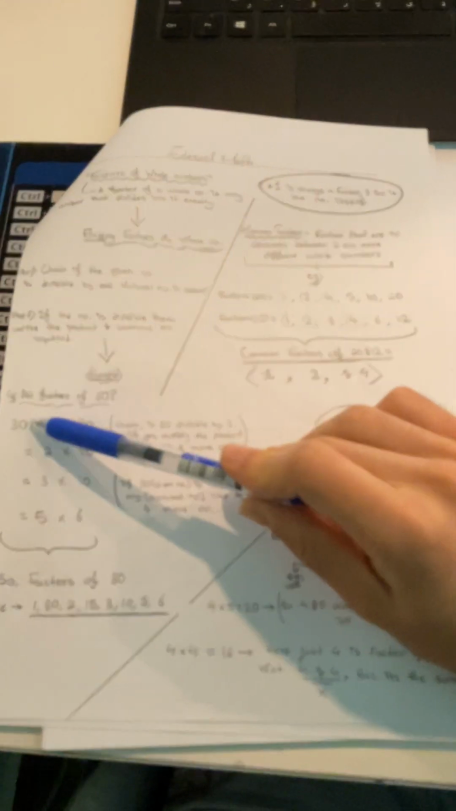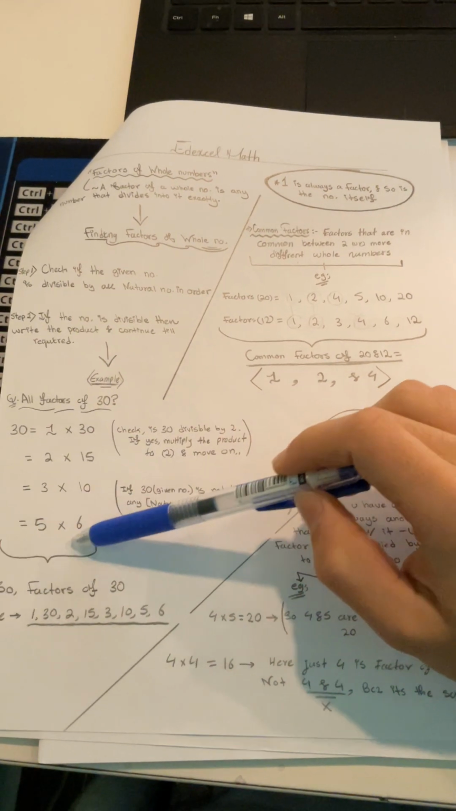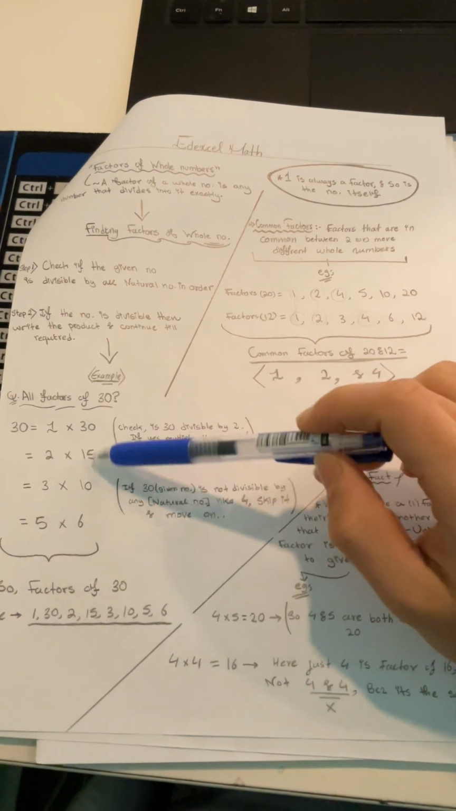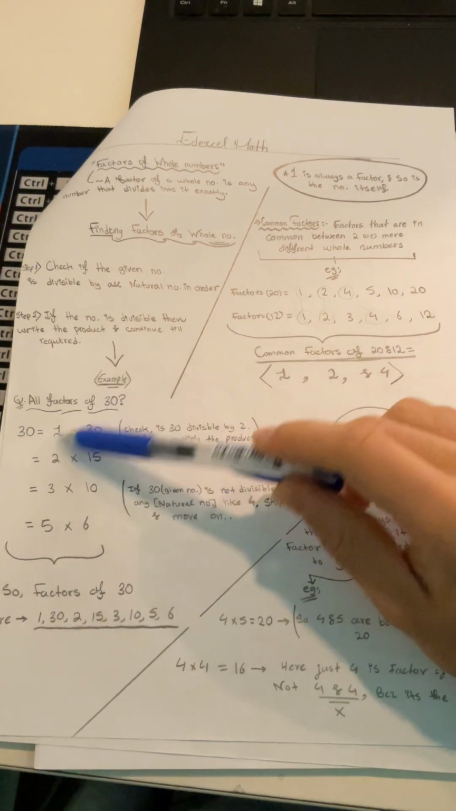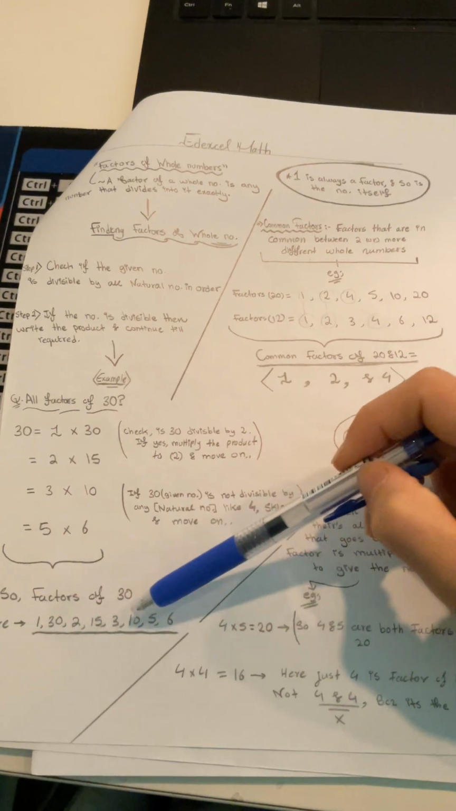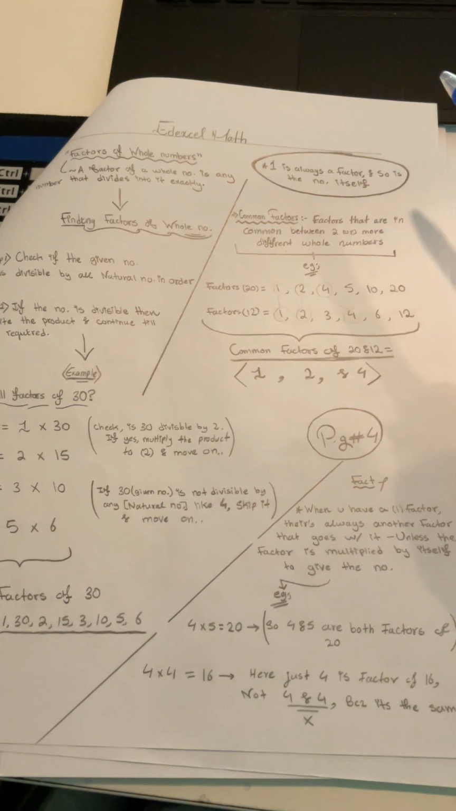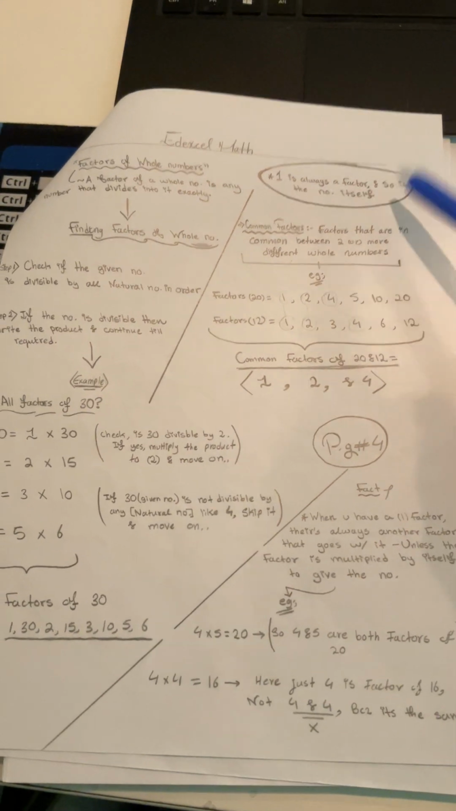So take the number and start dividing it by all natural numbers in order. The answer you get is the factor you multiply it with, and then by the end, these are all your factors. So factors of 30 will be 1, 30, 2, 15, 3, 10, 5, 6. 1 is always a factor, and so is the number itself.